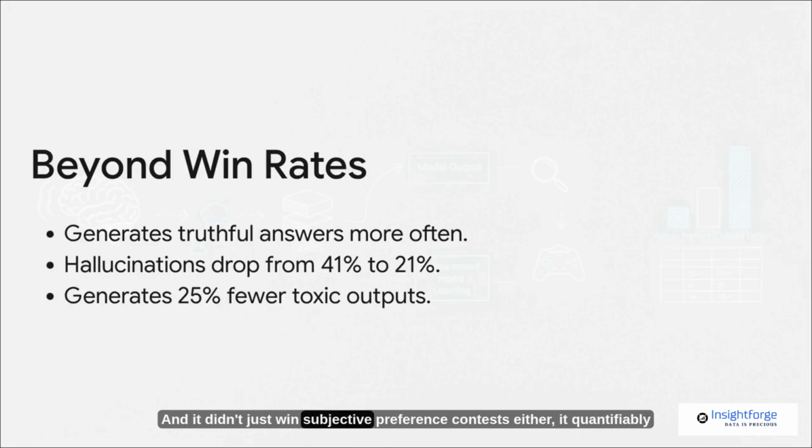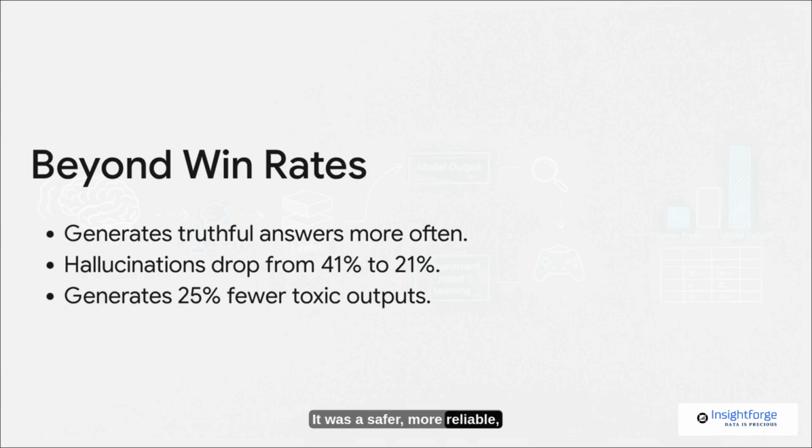And it didn't just win subjective preference contests either, it quantifiably improved across the board. The paper proves that InstructGPT generated truthful and informative answers about twice as often as the base model. On closed domain question answering, its hallucination rate, making things up, dropped dramatically from 41% down to just 21%. And toxicity? It generated 25% fewer toxic outputs when prompted respectfully. It was a safer, more reliable, and just vastly more useful system all around.